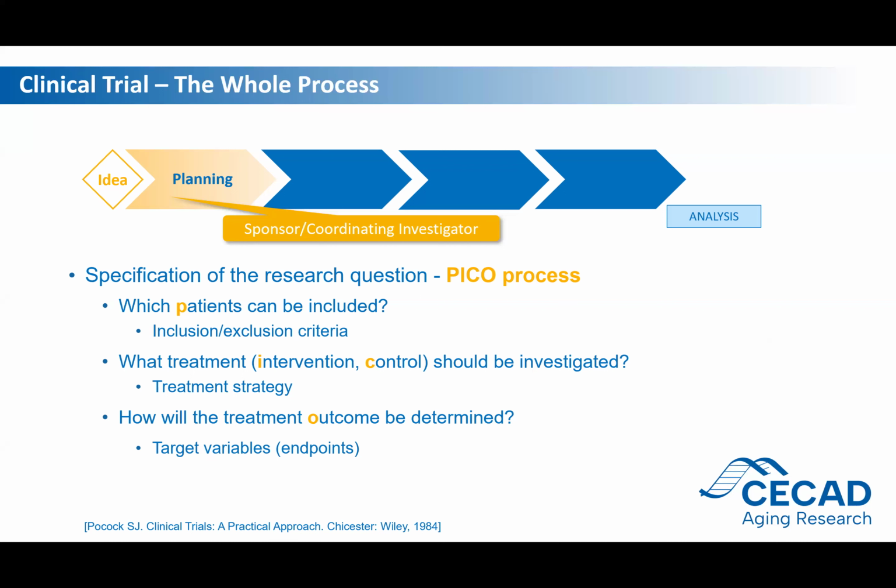And lastly, you have to ask yourself in this very first step how the treatment outcome should be determined. So you have to define target variables, or so-called endpoints, that we have seen way back in the age study as an example for a phase 2 study. You have your research question, you know what you want to ask, and now you need to define a way to answer that question.